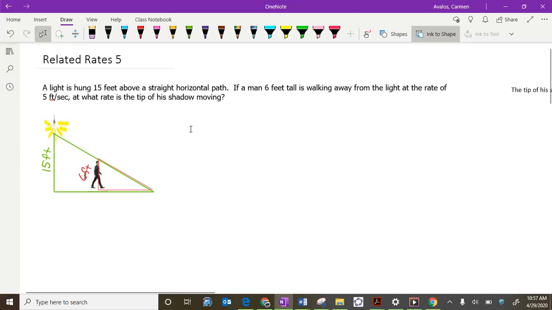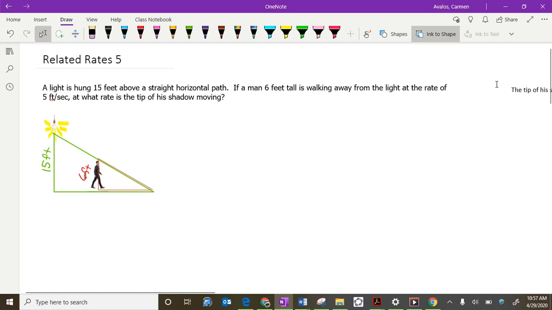Okay, related rates again. This problem has a light hung 15 feet above the horizontal path. So here's a light, and this is the 15 feet. A man 6 feet tall is walking away, so here's a man, he's 6 feet tall, walking away from the light at the rate of 5 feet per second.